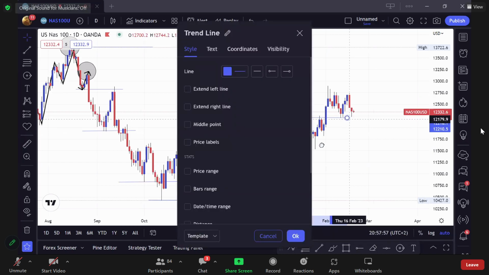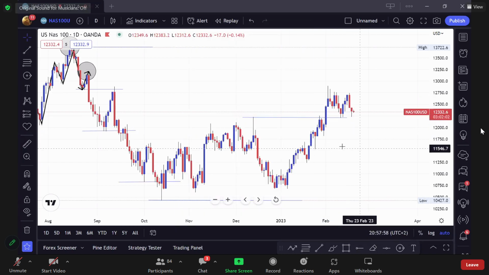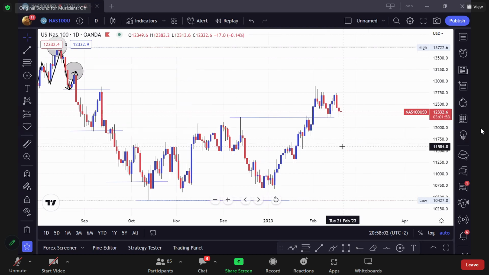What do we have? What you call a break of structure to the upside. Change of character? No, that's upside. It's a break of structure. Change of character happened before that line, the equal highs.